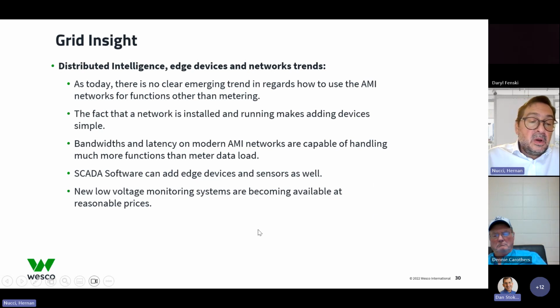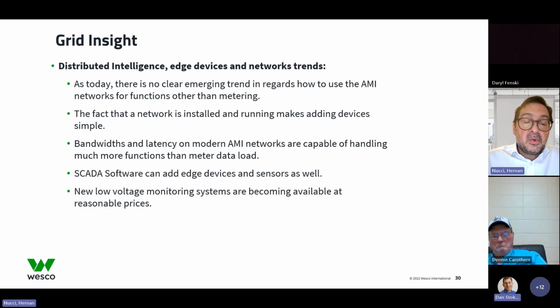And finally, one of the most interesting trends in the industry right now when we talk about grid insight is the new low voltage monitoring systems that are becoming available at very, very reasonable prices. Those systems are essentially sensors that you put on a pole and a transformer, and you can capture current, voltage, power.